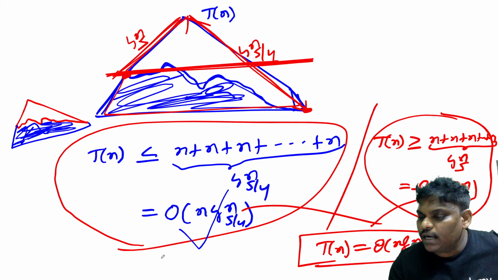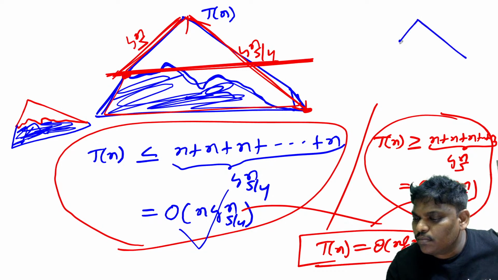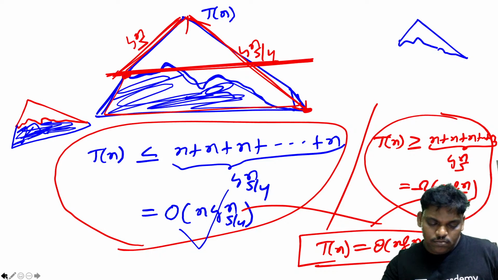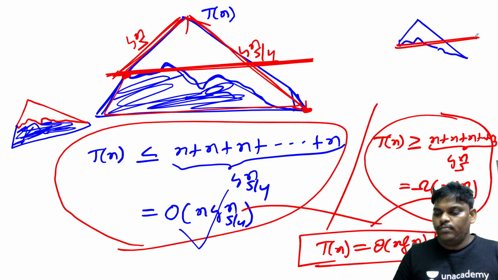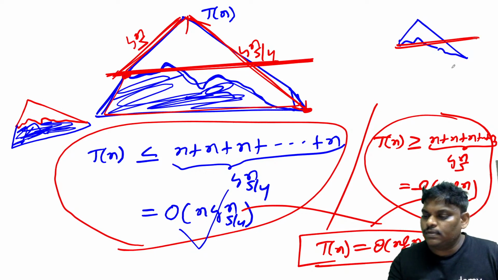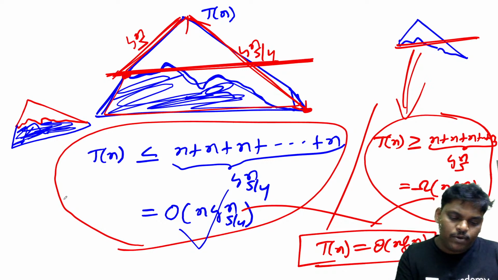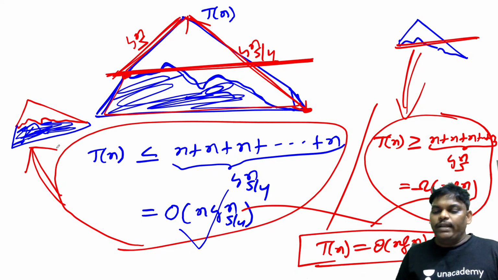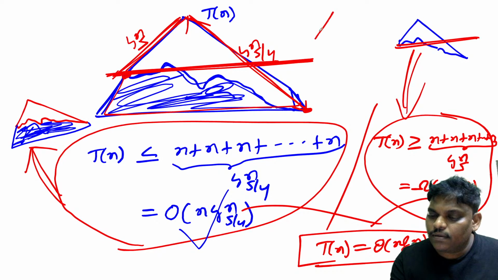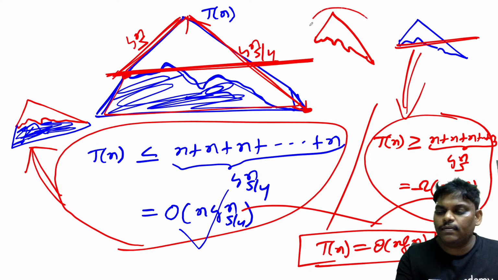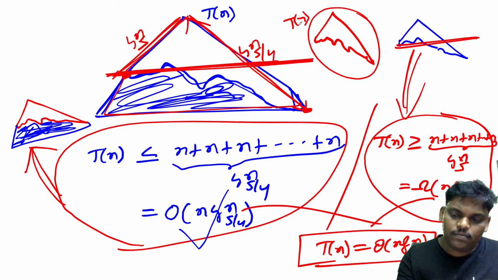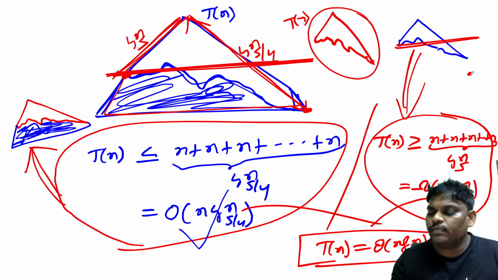Right? Let's see the lower bound diagram also. Cut here, cut here. This is the lower bound diagram. This is the upper bound diagram. What is actually Tn? This is actually Tn. The lower bound is less than Tn. The upper bound is more than Tn.